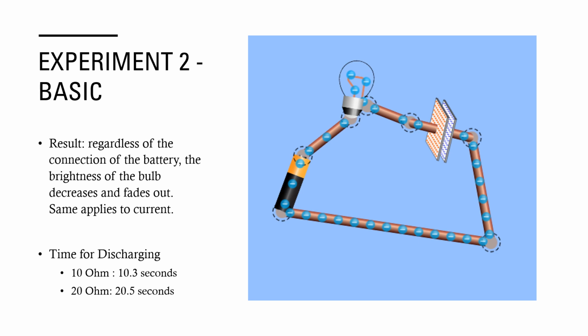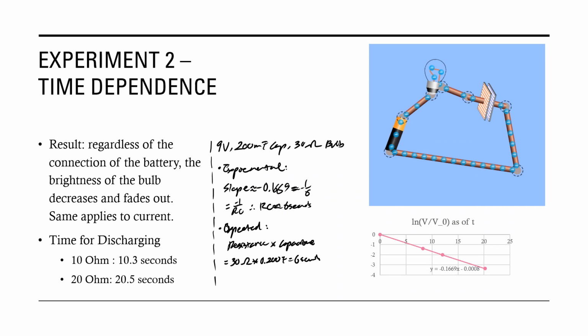But for this result, there might be errors and discrepancies. Given these conditions, the experimental value for the slope and the value for RC was expected to be 6 seconds, and this matched with the expected value, which is resistance times capacitance, also turning out to be 6 seconds.